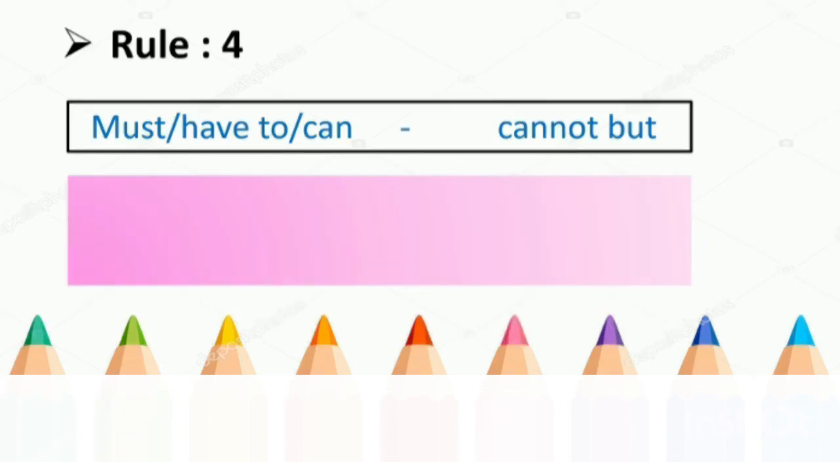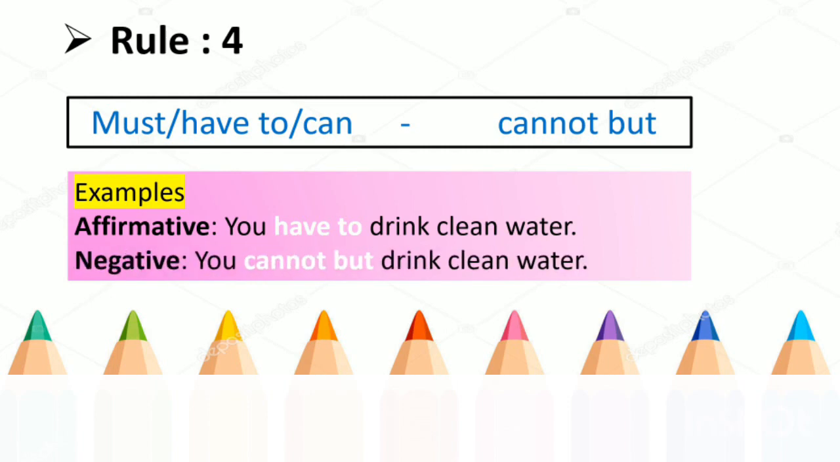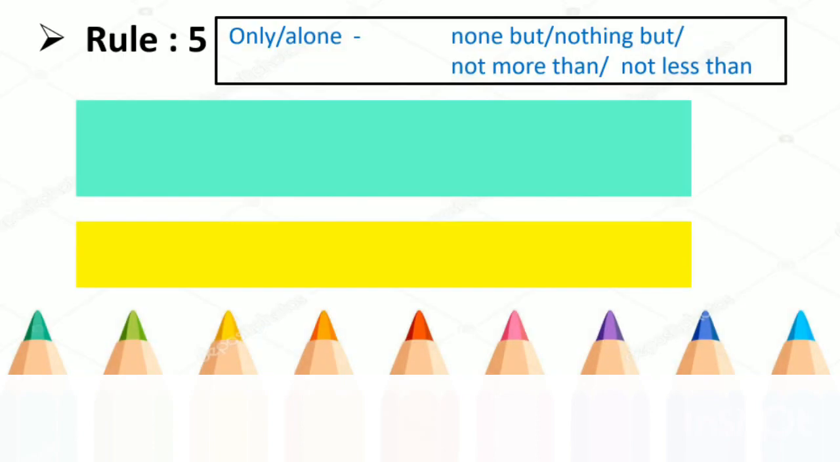Alright. Rule number 4. When you are given must or have to or can, it should be replaced with cannot but. For example, you have to drink clean water. So here have to would be replaced with cannot but. So we will say: you cannot but drink clean water.